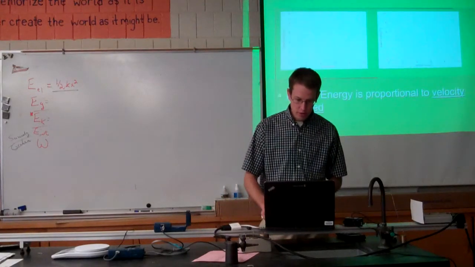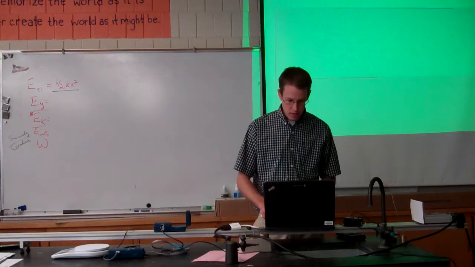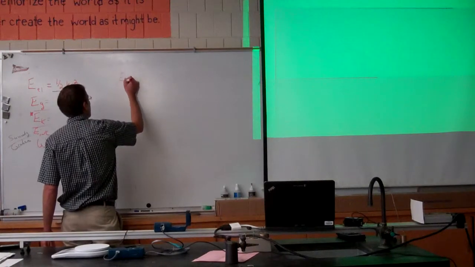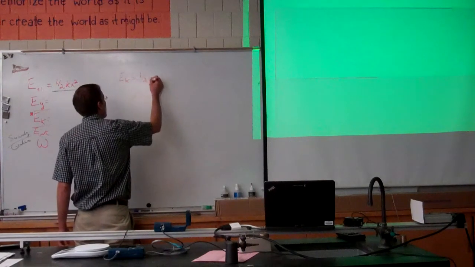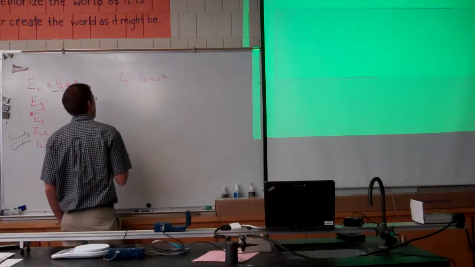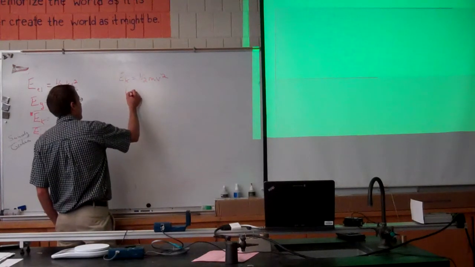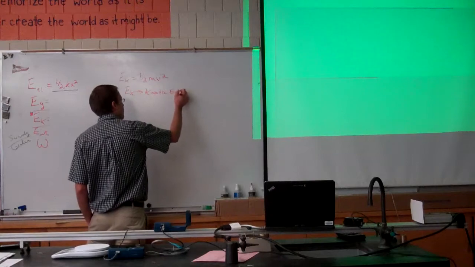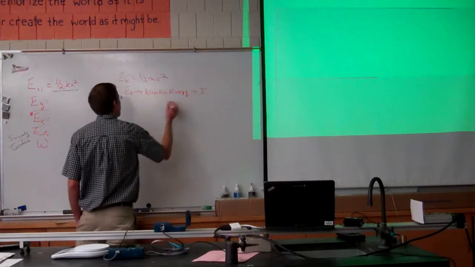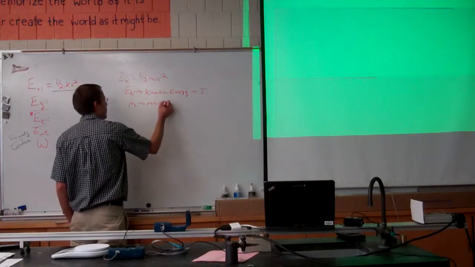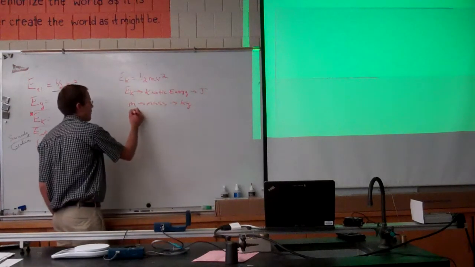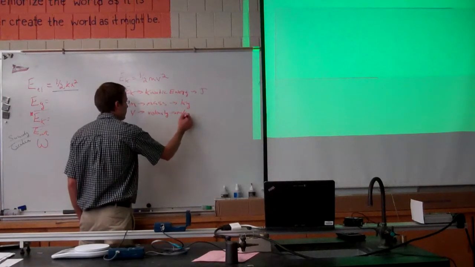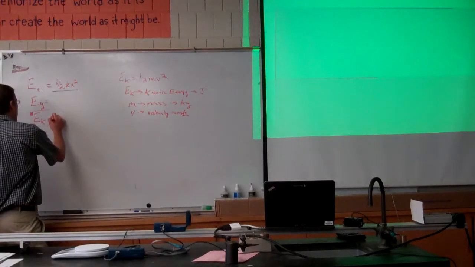So, yesterday, we derived the kinetic energy equation as EK equals 1/2 mv squared, where EK is your kinetic energy in joules, m is your mass in kilograms, and v is your velocity in meters per second. So we can put that one up here on the board over here.